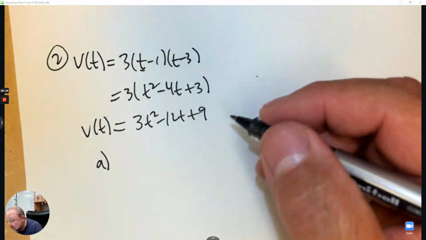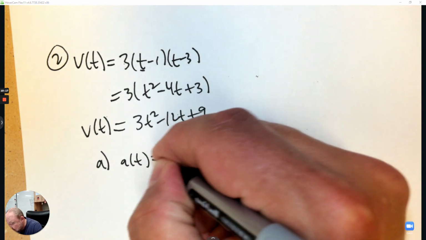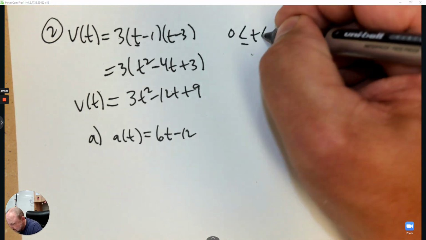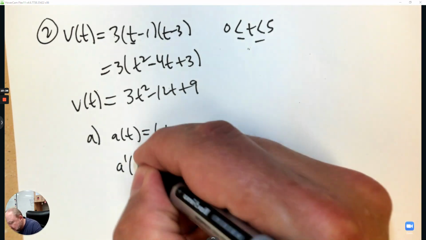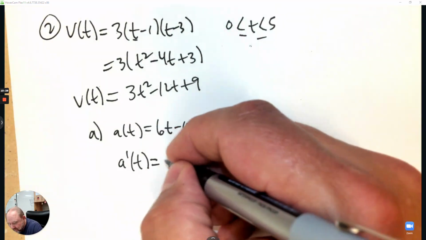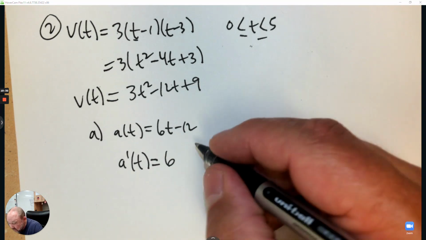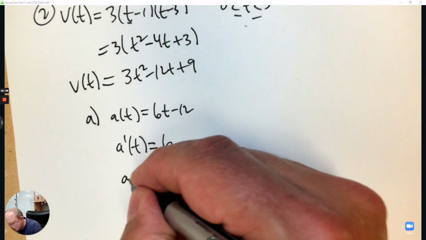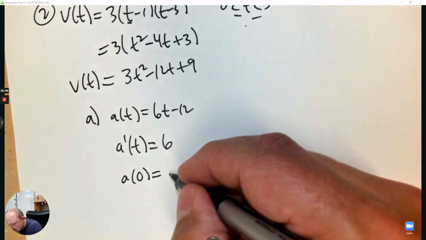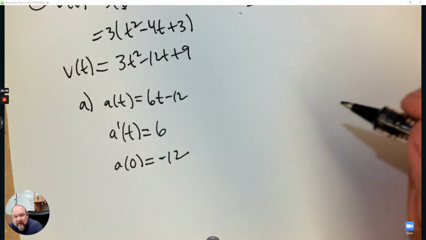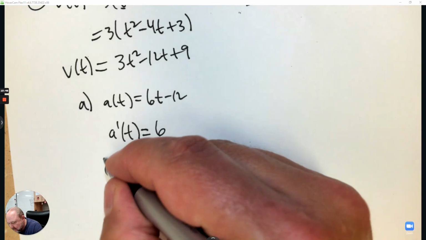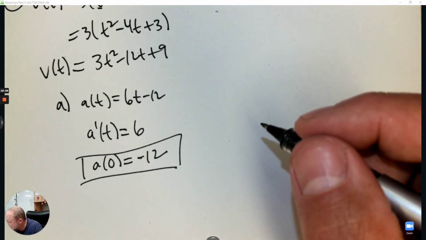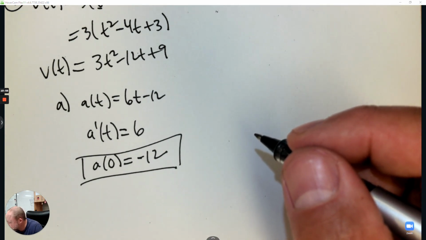The first question says, find the minimum acceleration. So the acceleration is 6t minus 12. Remember, this goes from 0 to 5. And so the derivative of that, to find the minimum acceleration, is 6. That means the acceleration is always positive. So the minimum acceleration is at the very beginning. So the acceleration at 0 is negative 12, and it just increases from there all the way through from 0 to 5 because it never decreases. It keeps increasing. So negative 12 is the minimum acceleration.